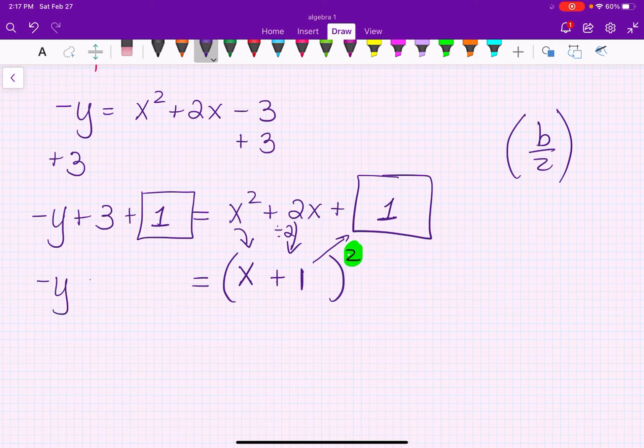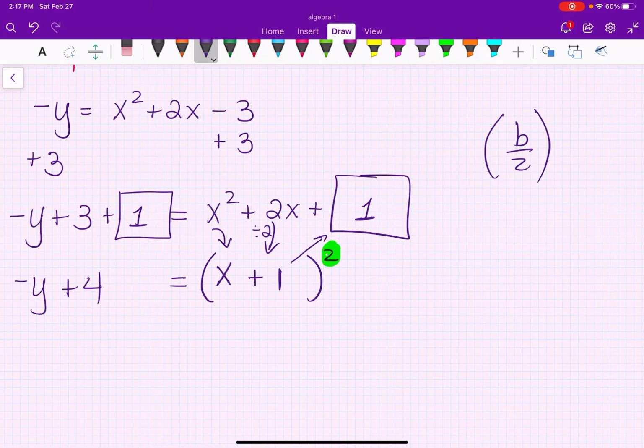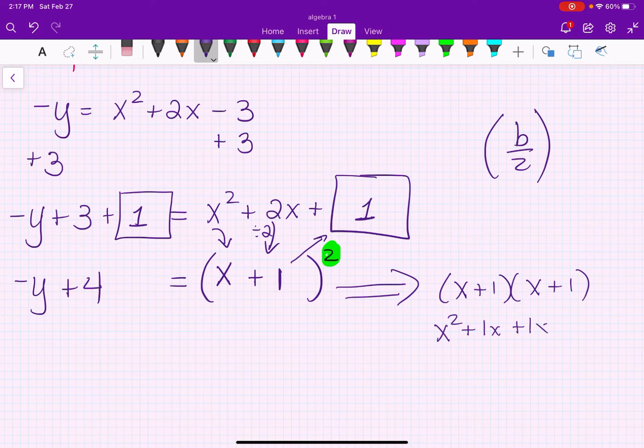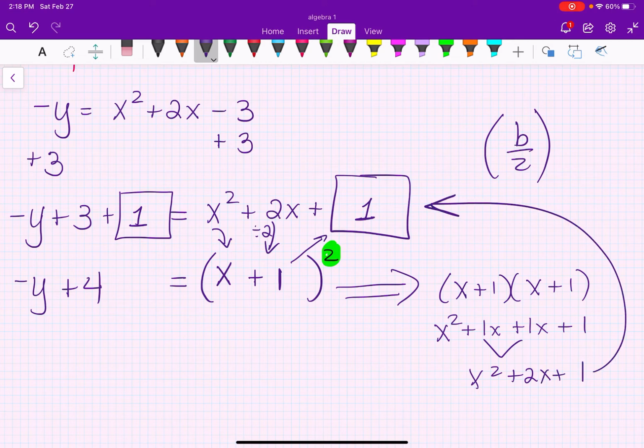So then I can finish up the left side. Negative y plus 4. I get this question a lot. Well, where did the 2 go? Where did the 1 go? Take this and let's FOIL or box it, whatever you do. And what I end up with is x squared plus 1x plus 1x plus 1. Add these two together. x squared plus 2x plus 1 is what we created here so that we could have this perfect square. That's the whole point.